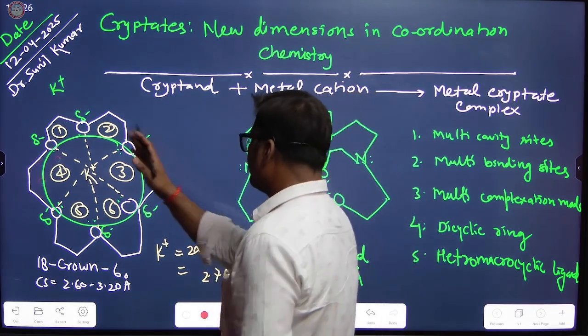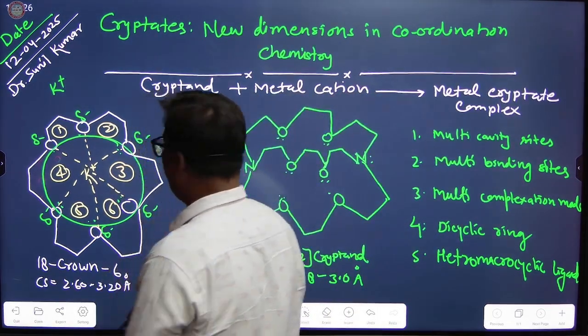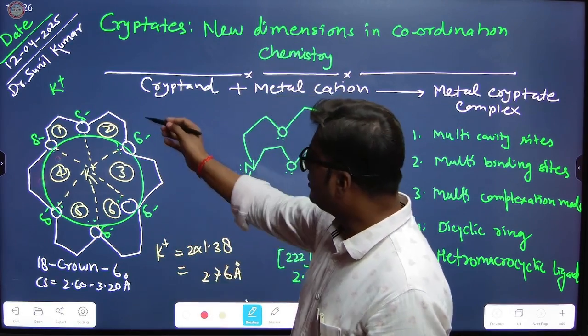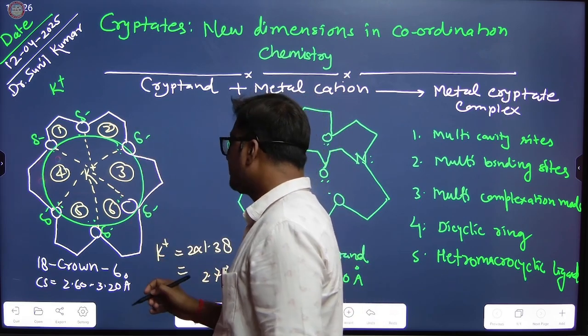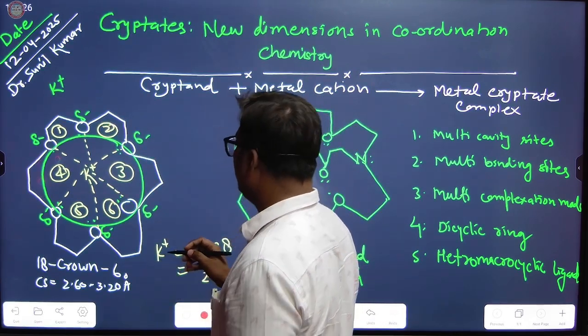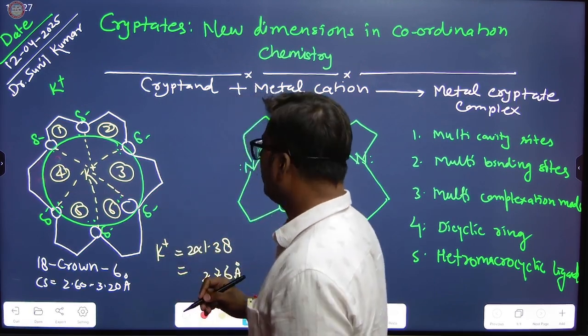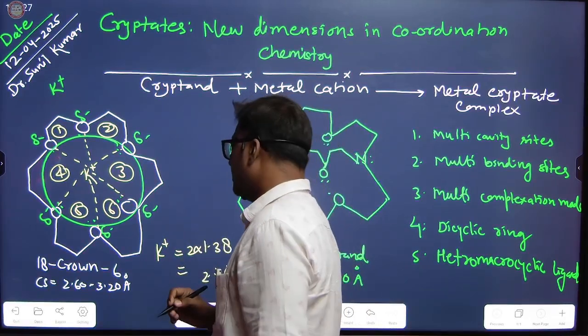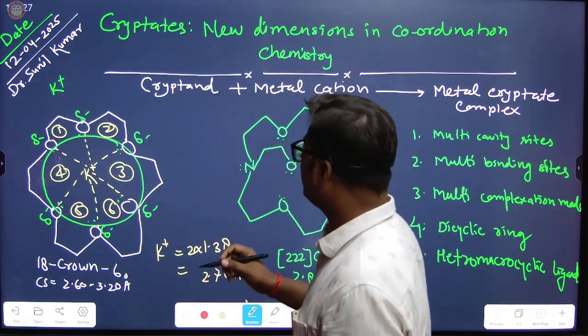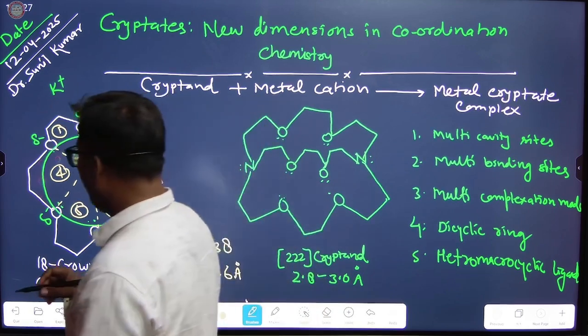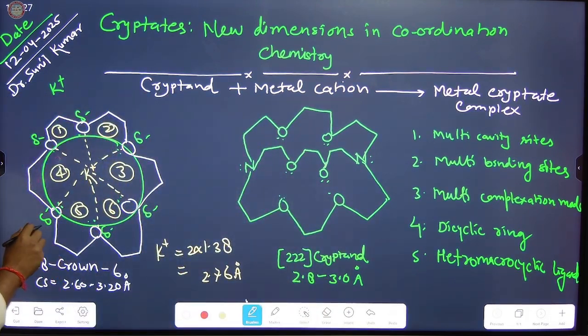So this complex is highly stable. And because of the formation of chelate rings in this structure, its shape looks like a king's crown. So that is why it is called a crown ether complex. So this is monocyclic, and because of the formation of the chelate rings, the structure gives a crown shape.